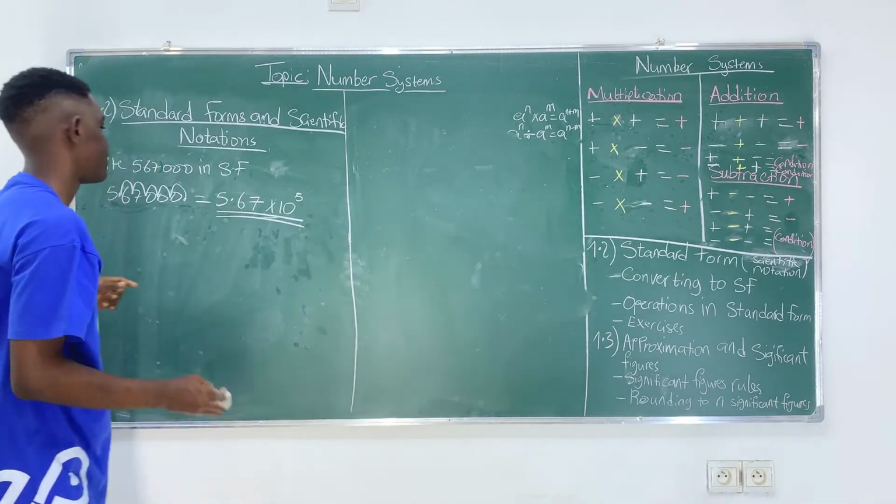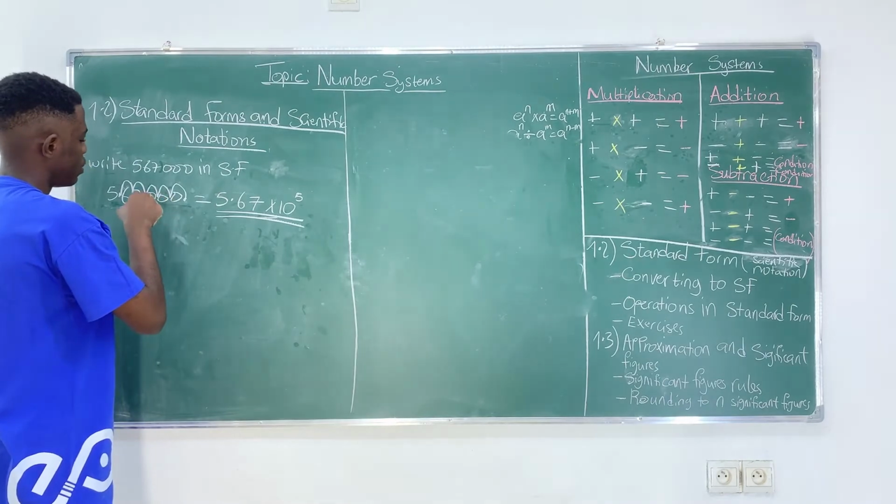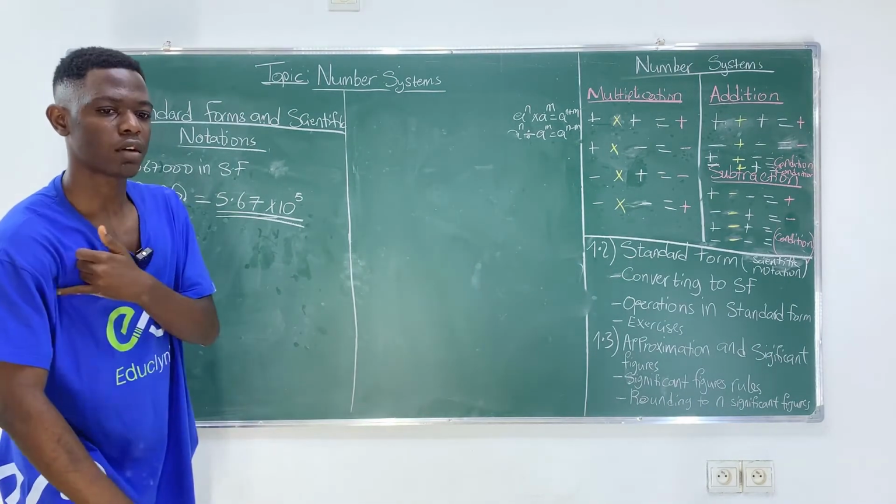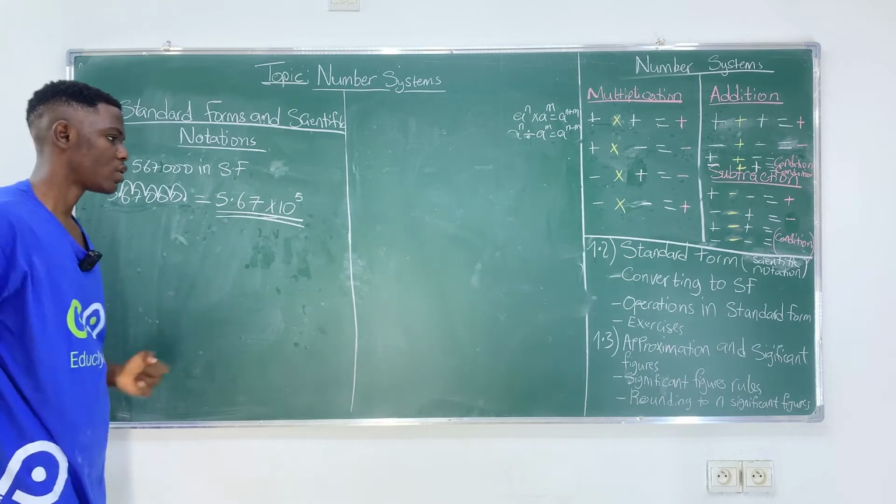I write times 10 to the power 5 because I shifted it behind. So I write times 10 to the power 5.